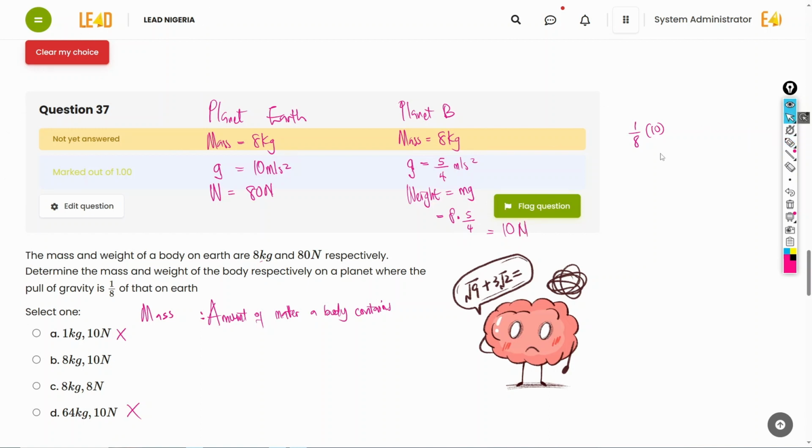So I went all around to explain. You could have just said force is directly proportional to gravity. So if gravity reduces by a factor of 8, the force reduces by a factor of 8. So 80 divided by 8 gives you 10. You'd have been right either way. I just went the long route so that you can see the relationship between mass, gravity and weight. So you can try to implement this again and see how you manage.